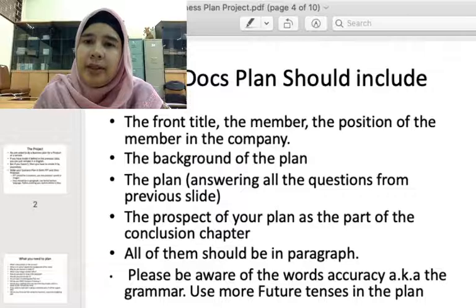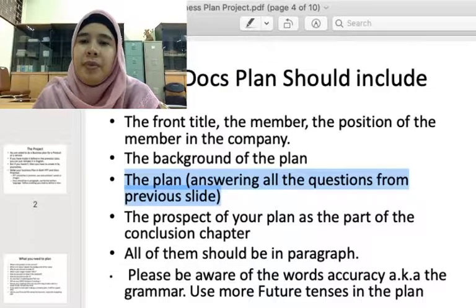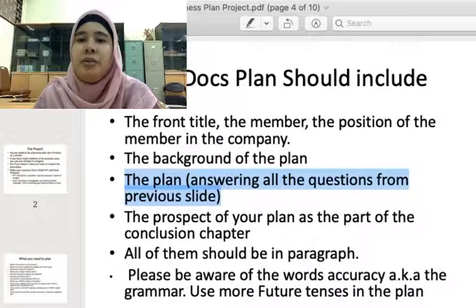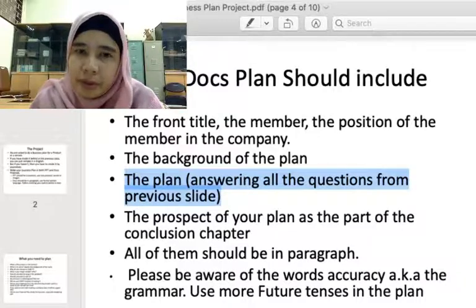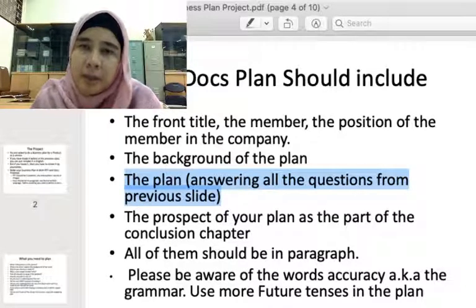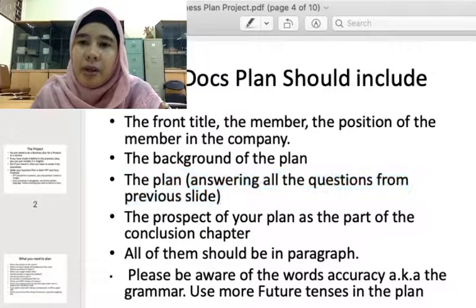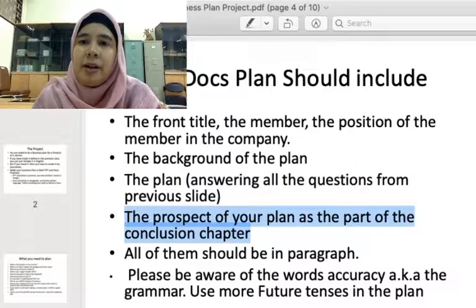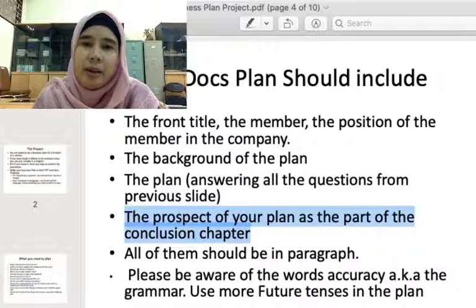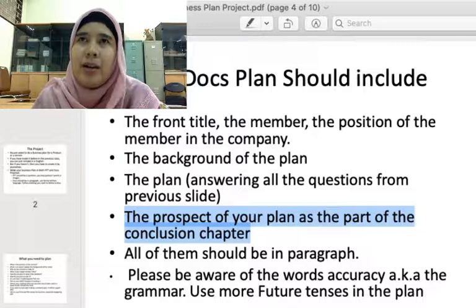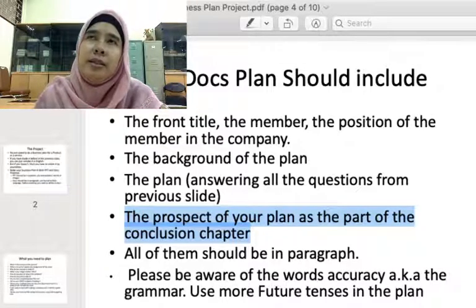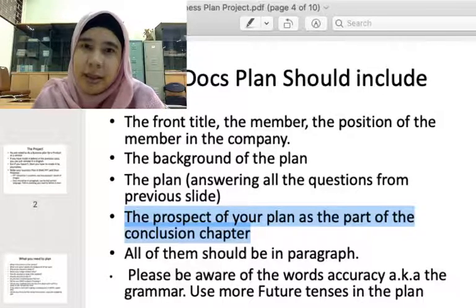The plan-nya itself. What kind of the plan? Itu masuk ke dalam proposal-nya. Boleh di bagian bab berbeda. You can have it in different chapter, boleh. The prospect of your plan as the part of the conclusions chapter. Prospeknya di sini apa? What kind of mission that you get, that you want to plan in doing the business.